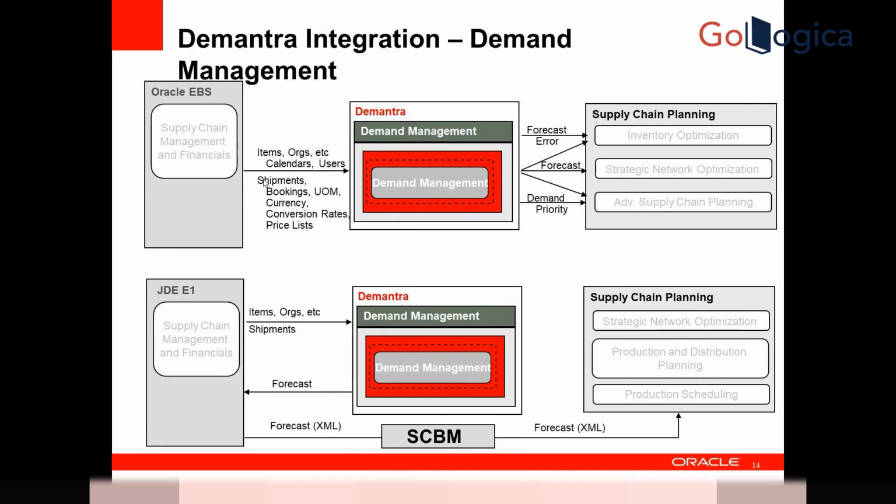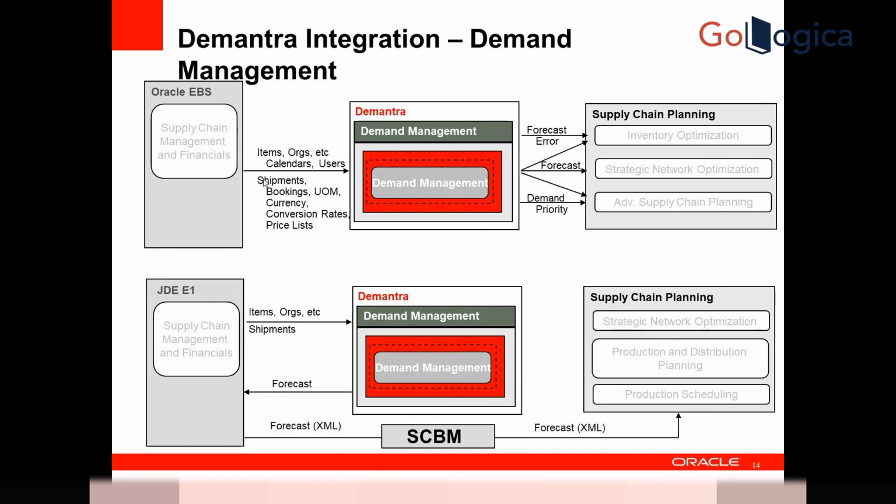EBS consists of various modules: inventory, purchase orders, order management, receivables, payables, fixed assets, and so on. But from the Demantra point of view, the main modules it considers are inventory, order management, and your customers, the ARs. These are the three important areas you need. Once you have proper data in your Oracle EBS and you identify the data points, it's time to bring the data from EBS to Demantra.